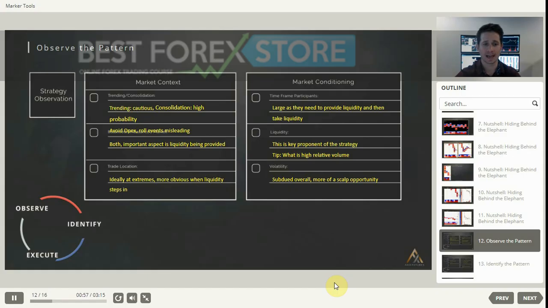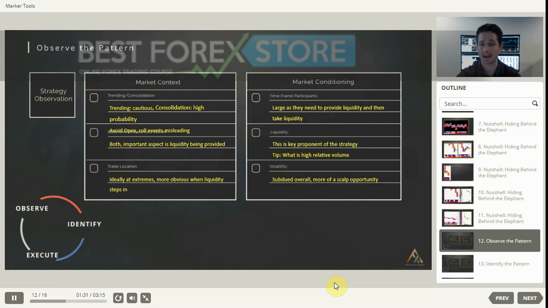First and foremost, in terms of market context, is this best found in trending or consolidation markets? Note I said in trending conditions, be cautious, simply because when we do find an elephant in trending conditions, it can very quickly extend beyond that elephant. So we said we'd ideally like to see this more in a consolidation type phase, as it is a much higher probability. Do note, avoid this strategy in times of OPEX or roll, simply because the price action and the liquidity being provided can be relatively misleading.